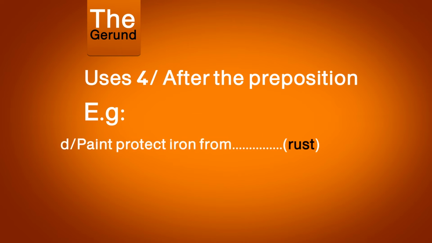Also paint. Protect iron from, between brackets, rust, it becomes rusting. Protect iron from rusting. Here we have from, also he gave up, for, and in.